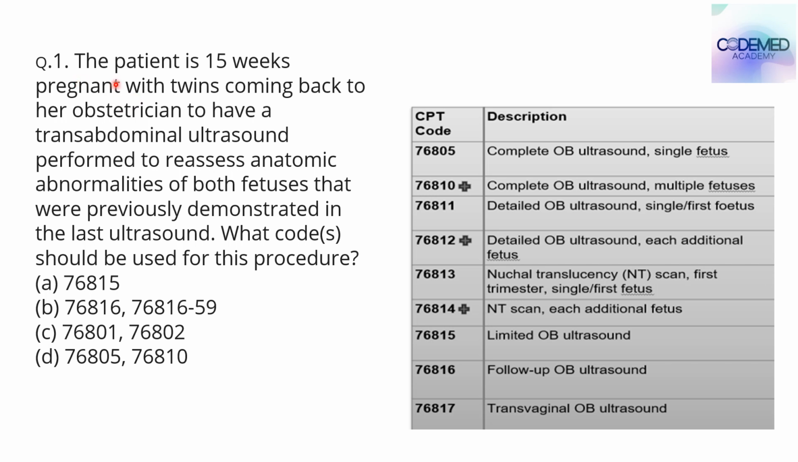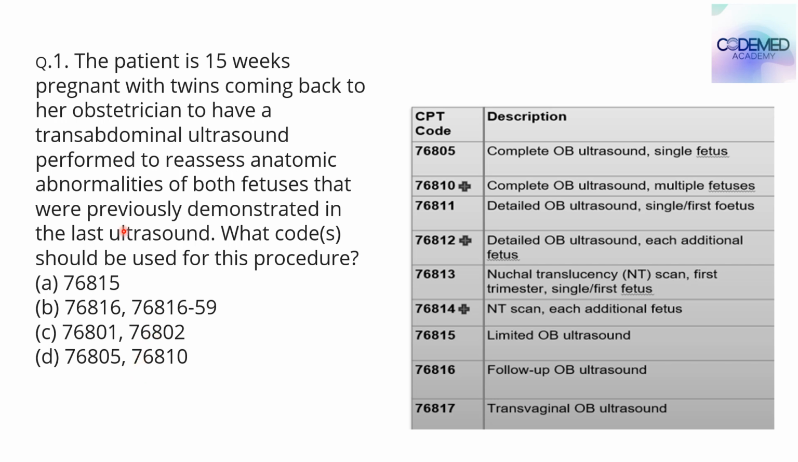The question is, the patient is 15 weeks pregnant with twins, coming back to her obstetrician to have a transabdominal ultrasound performed to reassess the anatomical abnormalities of both the fetuses that were previously demonstrated in the last ultrasound. What code should be used for this procedure? Now, if you look at the options, option C we need to eliminate because the patient is 15 weeks, and we use those two codes whenever the patient is less than 14 weeks.